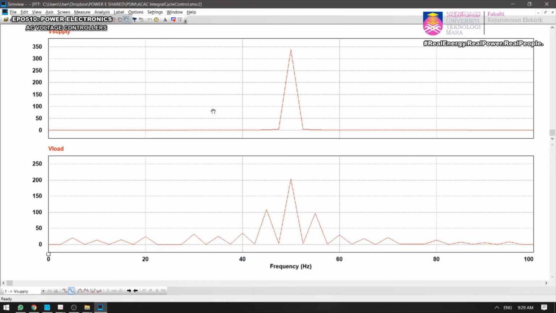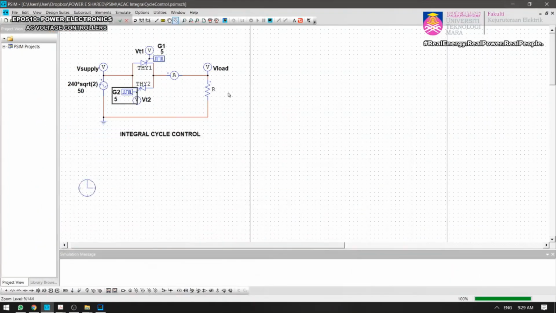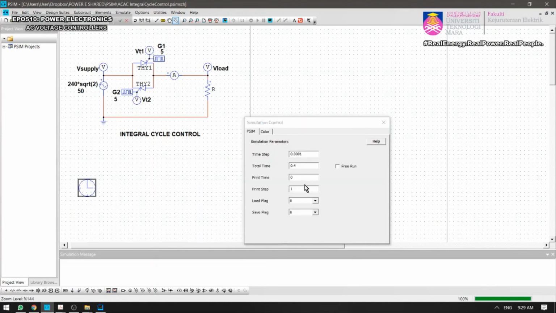Okay, so give it a go, give it a try, and look at the simulation parameters, try to understand this example.